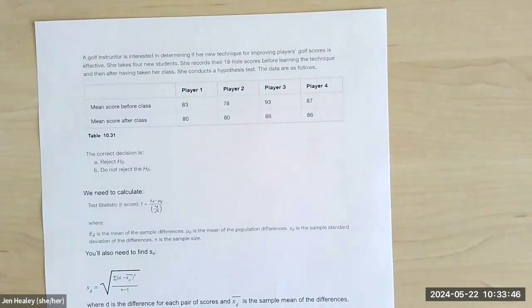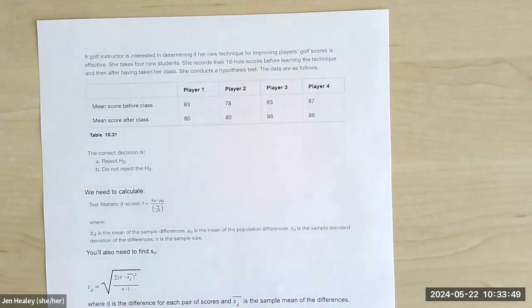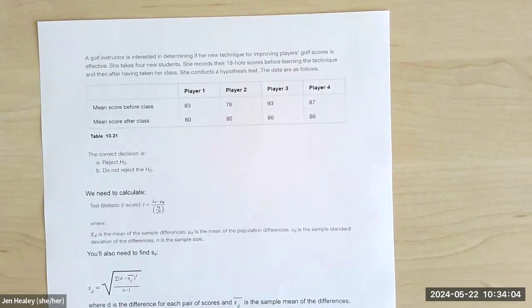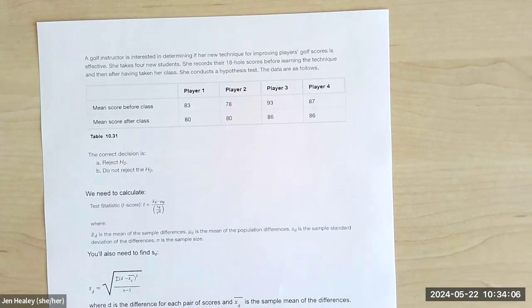So often when you're going to be doing the matched sample t-test, it's going to be the same person or the same subject or the same something that has a pre-test and a post-test, or a before and an after, is usually how these work. So the words say, a golf instructor is interested in determining if her new technique for improving players' golf scores is effective. She takes 4 new students and records their 18-hole scores before the learning technique and then after they've taken her class. So they have a before score and an after score.